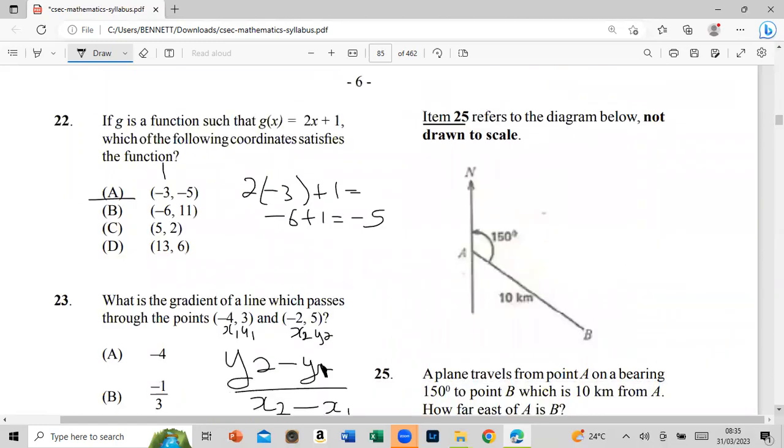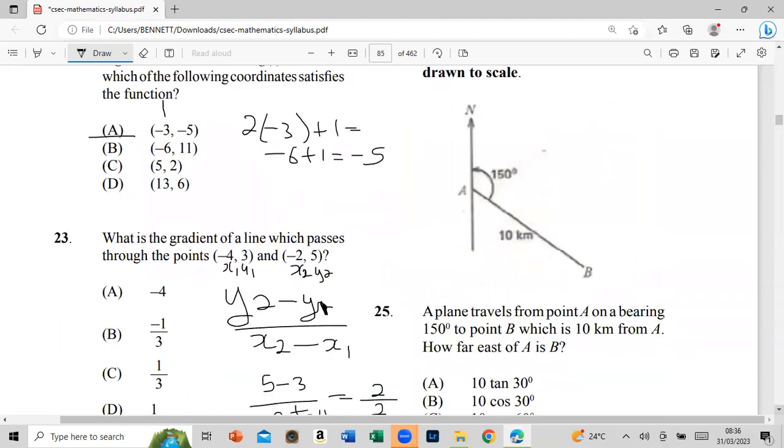Given item 25, refer to the diagram below, not drawn to scale. Alright, a plane travels from point A on a bearing of 150 degrees to point B, which is shown here. From A, how far east is B? So let me draw it. If this is 150, this would be 30, angles on a straight line, right?